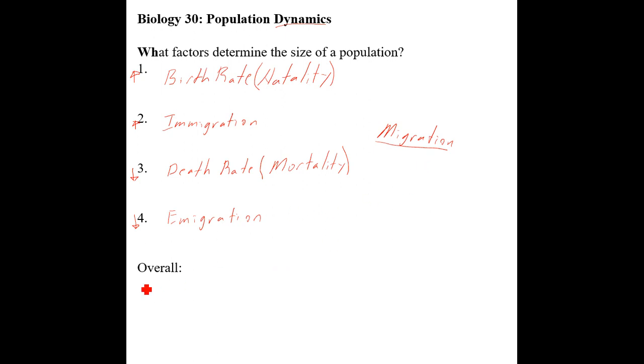So overall, what's going to determine what happens to the size of the population? I'm just going to refer to this as B, this is I, this is D, and this is E. So what is going to increase the size of the population is going to, of course, be the first two. So the birth rate plus immigration. And if we subtract that from the things that will decrease the size of the population, the death rate and the emigration, overall, that's going to determine if the population size is going to go up or if the population is going to go down.